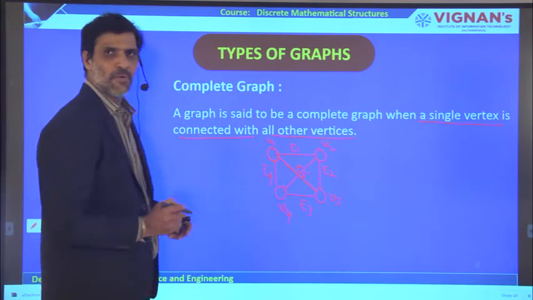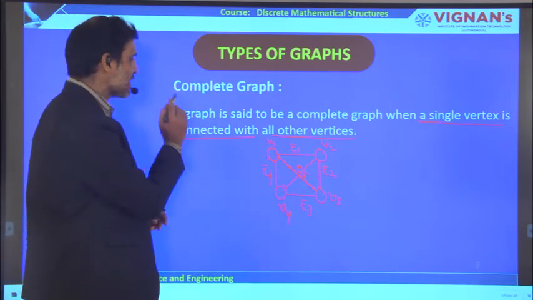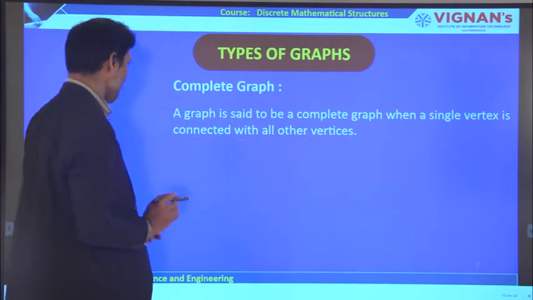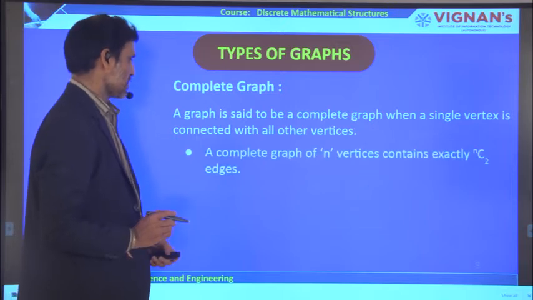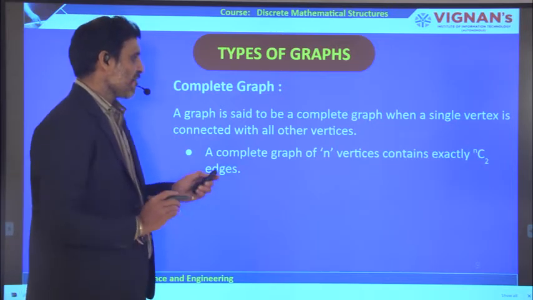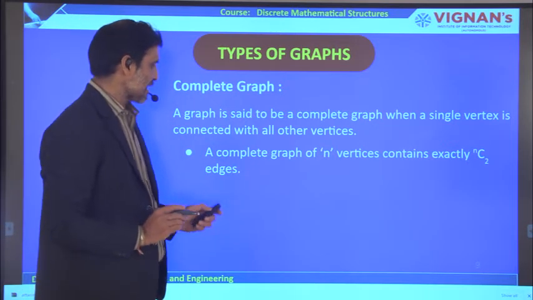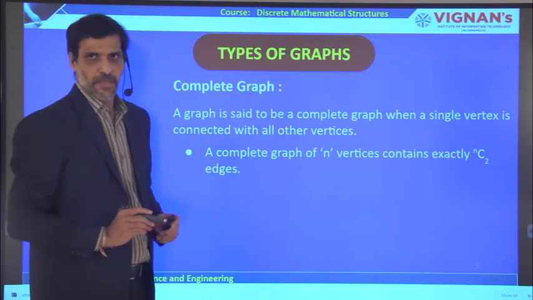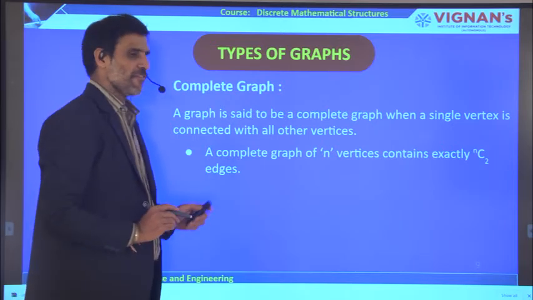Then it is called a what? A complete graph. That is the definition of a complete graph. Now let us go through this. A complete graph of n vertices contains exactly nC2 edges. So this is the first property of a complete graph.